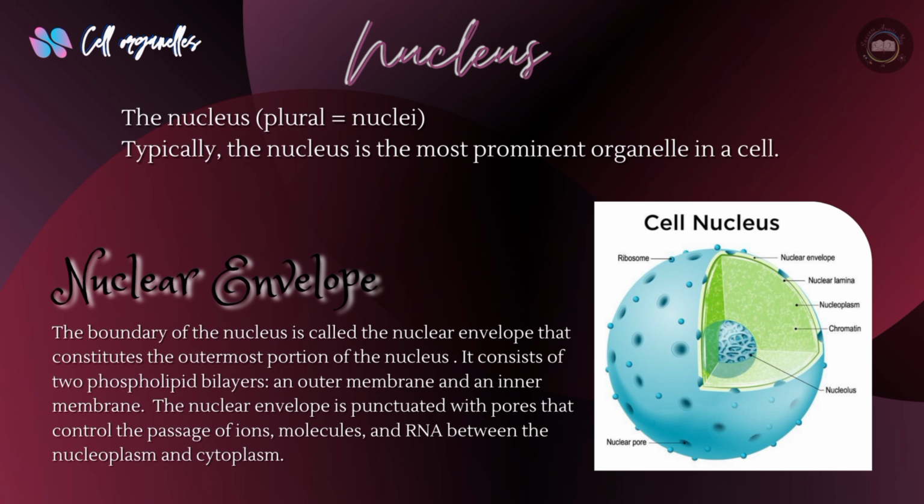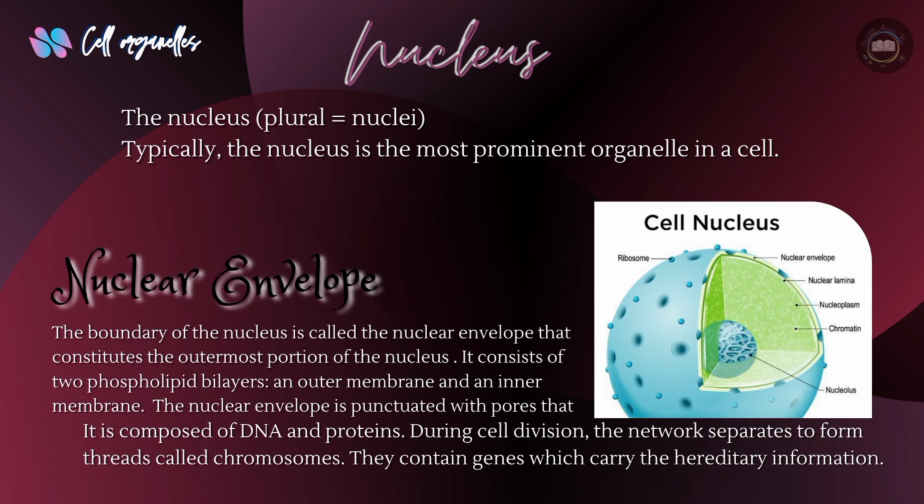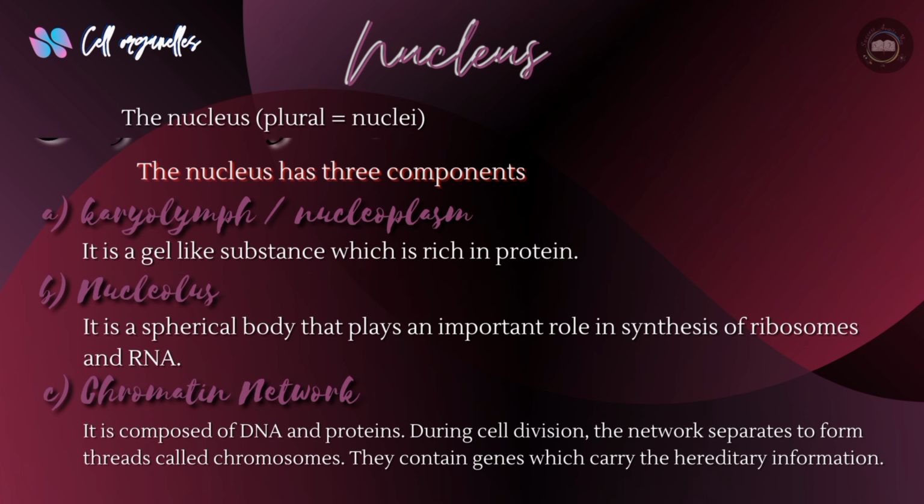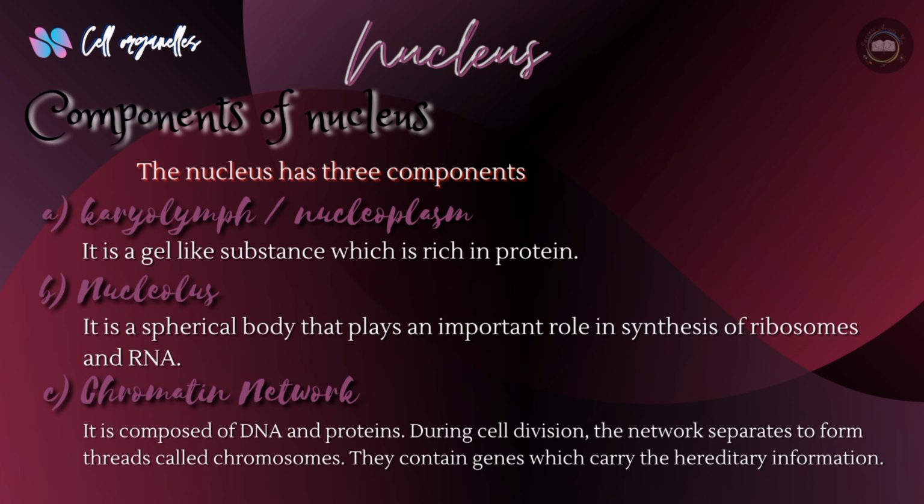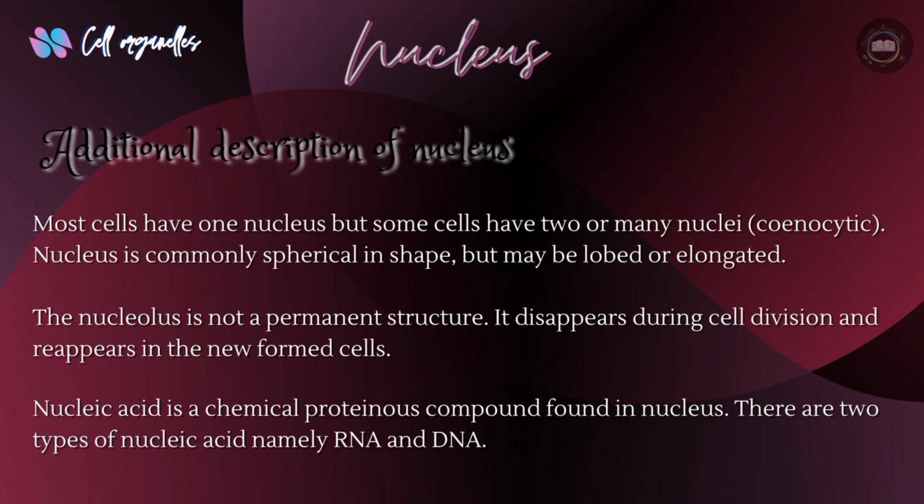The boundary of the nucleus is called the nuclear envelope, which is embedded with nuclear pores that allow substances to enter and exit the nucleus. There are three components of the nucleus. The nucleus stores chromatin in a gel-like substance called the nucleoplasm, while the nucleolus is a conspicuous, rounded, non-membrane-bound body within the nucleus of a cell. Chromatin network is a complex of DNA, RNA, and proteins within the cell nucleus, out of which chromosomes condense during cell division. Nucleic acid is a chemical compound found in the nucleus.